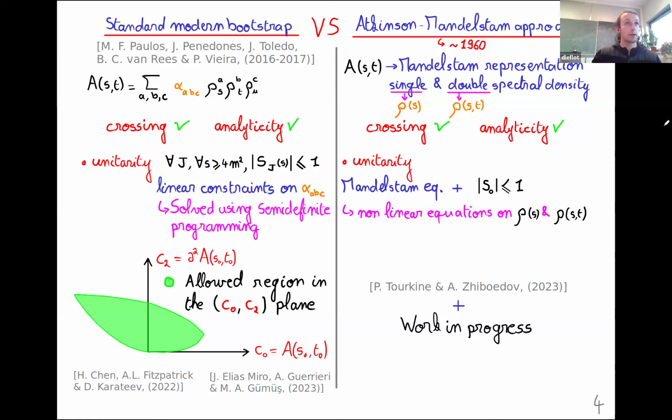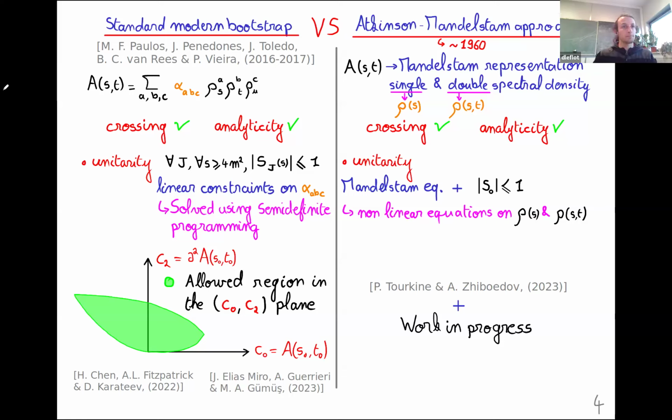So this is done by solving unitarity using the partial waves. And what is great with this setup is that unitarity in terms of partial waves actually becomes linear constraints on the alpha ABC parameters. So you can, in fact, solve unitarity using semi-definite programming.